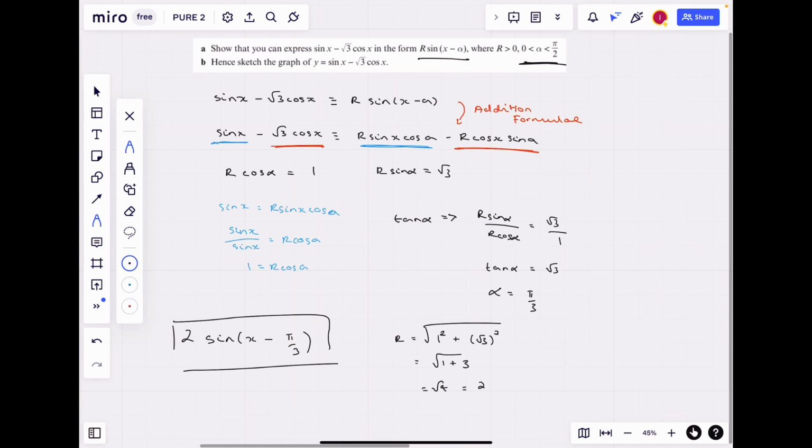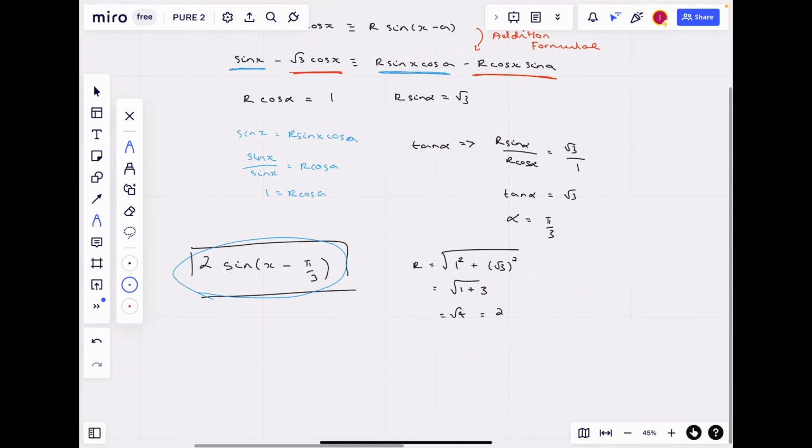says sketch the graph of y equals sine x minus root 3 cos x. What you're actually going to do is sketch this graph. You would do that by timesing all the y values by 2. So the maximum and minimum is now 2 and minus 2. And then you're going to shift everything to the right by pi over 3.